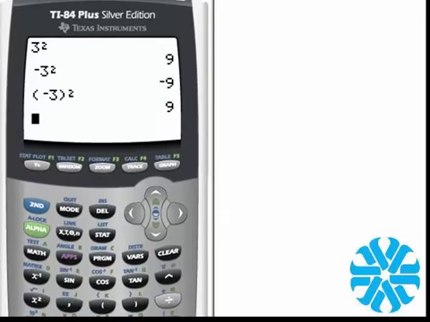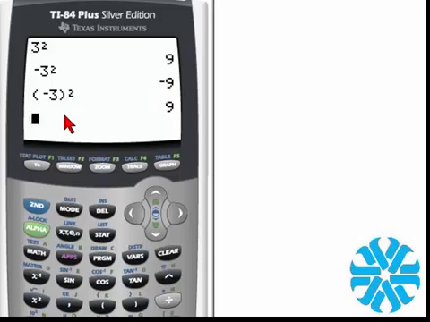Now, the common error is that many students think that this is actually read as -3 raised to the second power, and that is incorrect. What this actually means is the opposite of 3 squared, because what you're squaring is the 3 only, not the negative sign. So this means that you're taking the opposite of 3 times 3, which is equal to -9.